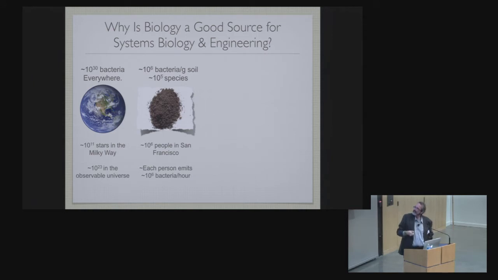And one of the most intimate things about us is not the way we speak to each other, but the way we transmit this information between each other. We emit about 10 to the 6 microbes per hour, of which about 1,000 are taken up by nearby people. And so, we're constantly communicating.